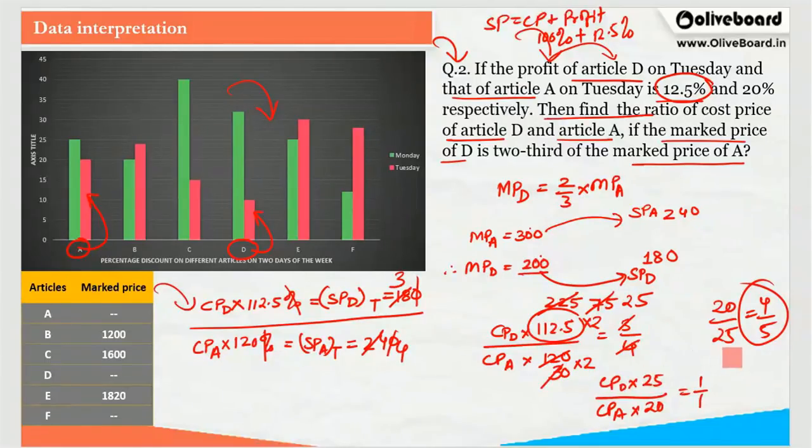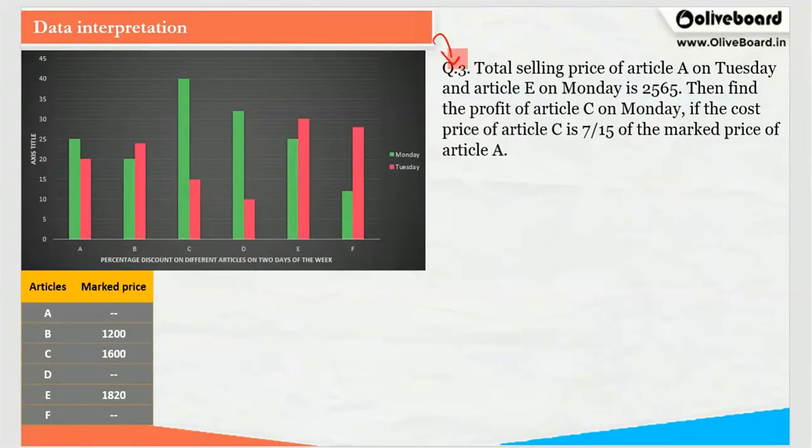Okay, now let's move on to question number 3. So this is our question number 3, and it goes like this: total selling price of article A on Tuesday and article E on Monday is 2565. Then find the profit of article C on Monday. So I have to find the profit on article C on Monday.